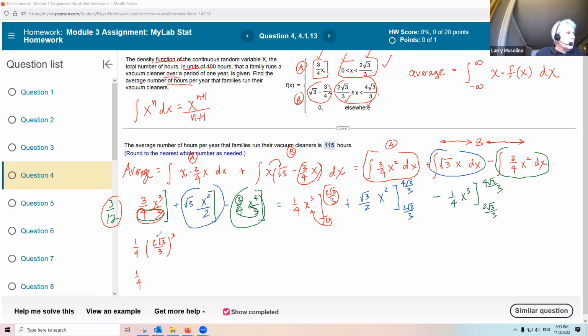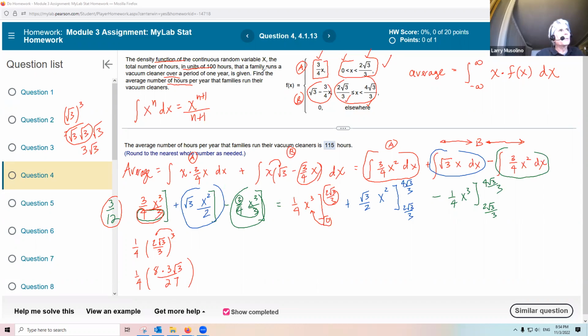All right, let me work this out. Let's see here. 2 to the third is 8. The square root of 3 to the third, that's the square root of 3 times the square root of 3 times the square root of 3. Square root of 3 times square root of 3 is 3. So this is 3 square root of 3. So I have a 3 square root of 3, and on the bottom, I have a 27. All right, I'll clean this up in a little bit.